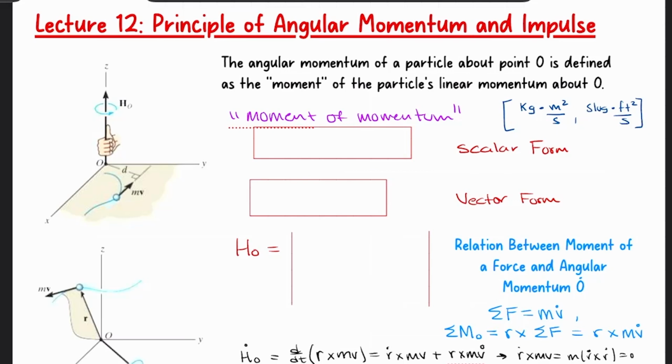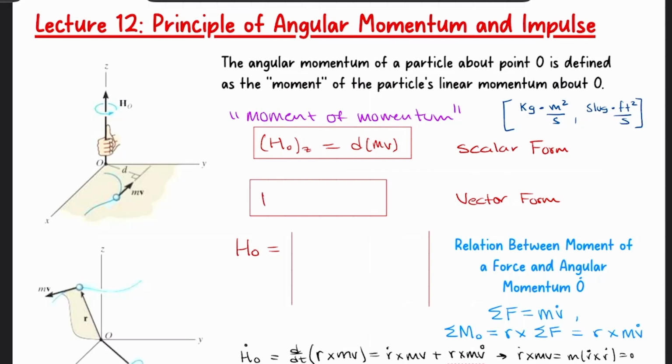So we define the angular momentum of a particle about point O, as you see on the screen. And this is defined as the moment of the particle's linear momentum about O. So the moment of momentum, that's what we are doing here. The formula for this one is the angular momentum about point O, which is in the z-axis. Notice we have the right-hand rule right there wrapping around the z-axis. This is equal to the distance from the z-axis times the momentum. So this is in scalar form.